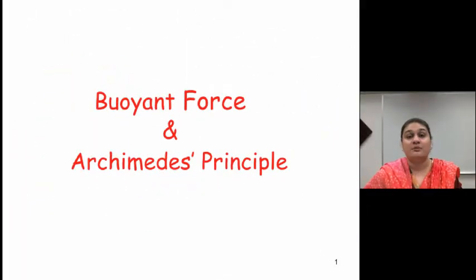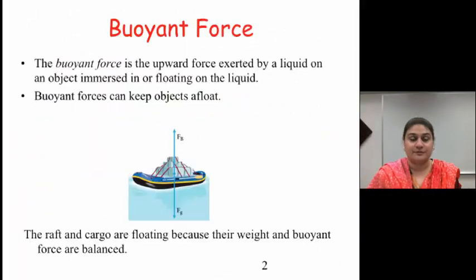Now let's talk about buoyant force and Archimedes' principle. Buoyant force is the upward force exerted by the liquid on an object immersed in or floating in the liquid itself. Buoyant forces are the forces that keep objects afloat. So in this case, if the weight of the cargo ship is acting downwards, the fluid is acting upwards, so that it floats at its surface.